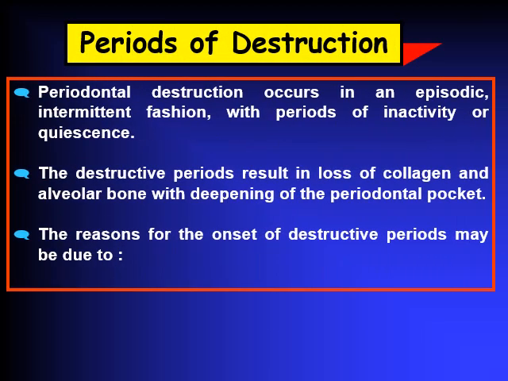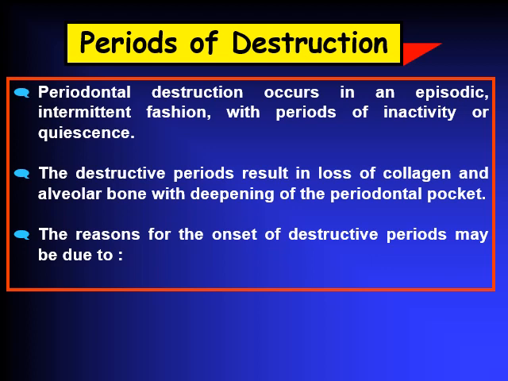Then the other item is the periods of destruction. So periodontal destruction, as you know, is episodic and intermittent. Destruction in periodontal disease occurs in an episodic, intermittent fashion, with periods of inactivity or quiescence. Okay, there are periods of activity and periods of inactivity or quiescence. The destructive periods result in loss of collagen and alveolar bone with deepening of the periodontal pockets.